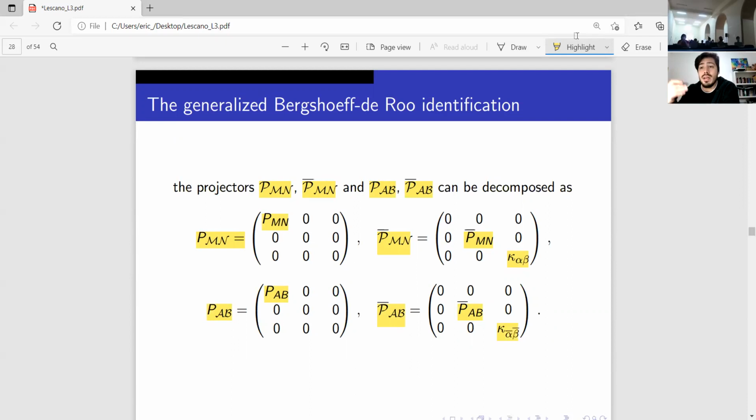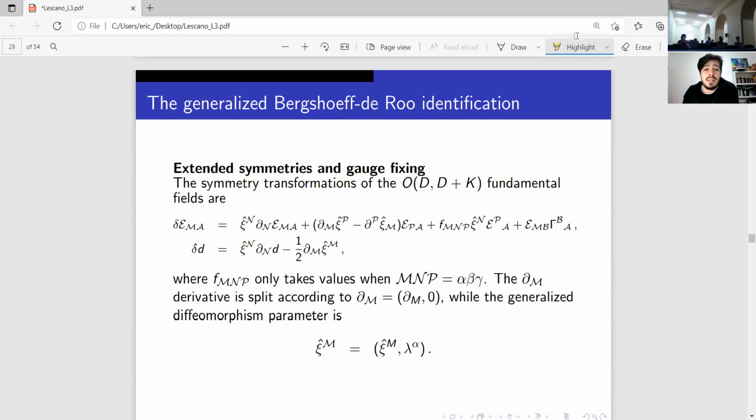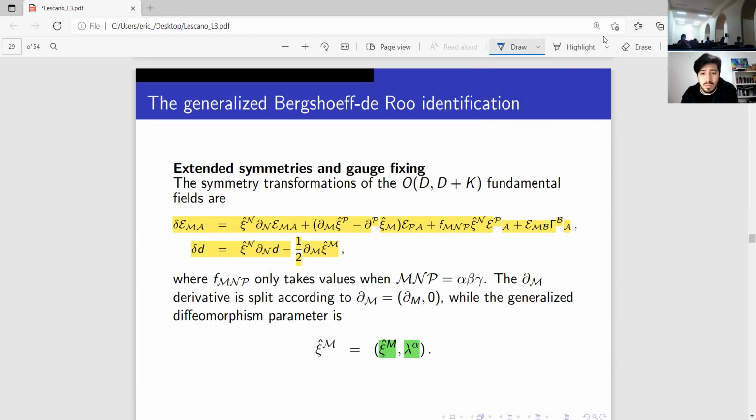And now the extended symmetries. This is the symmetry rule from our O(D+K) point of view. This is the transformation of our fields from the O(D+K). And with this decomposition, we are obtaining parameters at the DFT level with an explicit parameter. This is what we want, an explicit gauge parameter. And we need to analyze the transformations of the components of these fields, since each component of this field is going to transform in a different way.